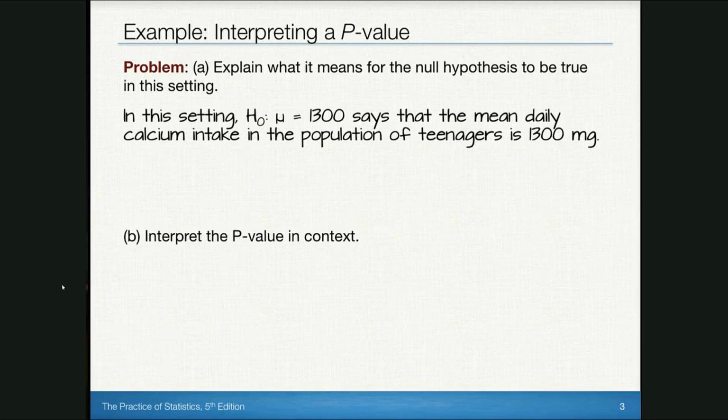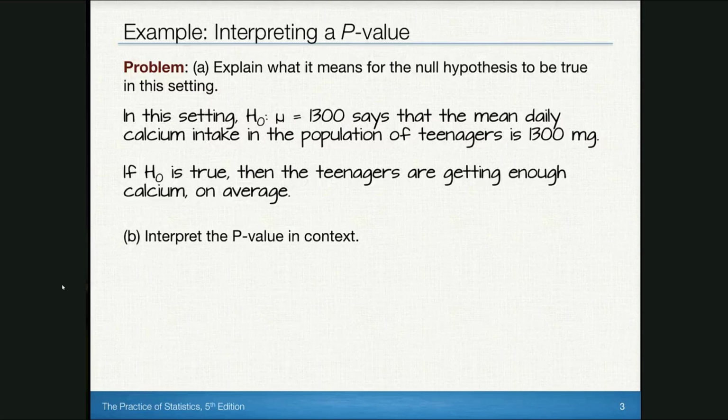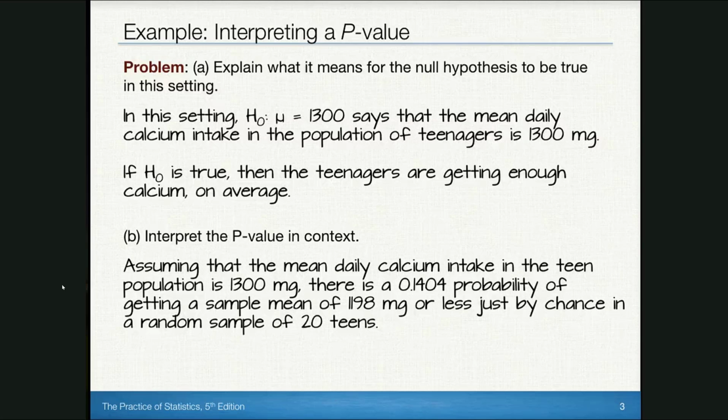Well, in this setting, the null hypothesis is mu equals 1,300. This says that the mean daily calcium intake in the population of teenagers really is 1,300 milligrams. So if the null is true, then the teenagers are getting enough calcium on average. Now, assuming that the daily mean calcium intake in the teen population is 1,300 milligrams, there is a 0.1404 probability, or about a 14% chance of getting a sample mean of 1,198 milligrams or less just by chance in a random sample of 20 teens.